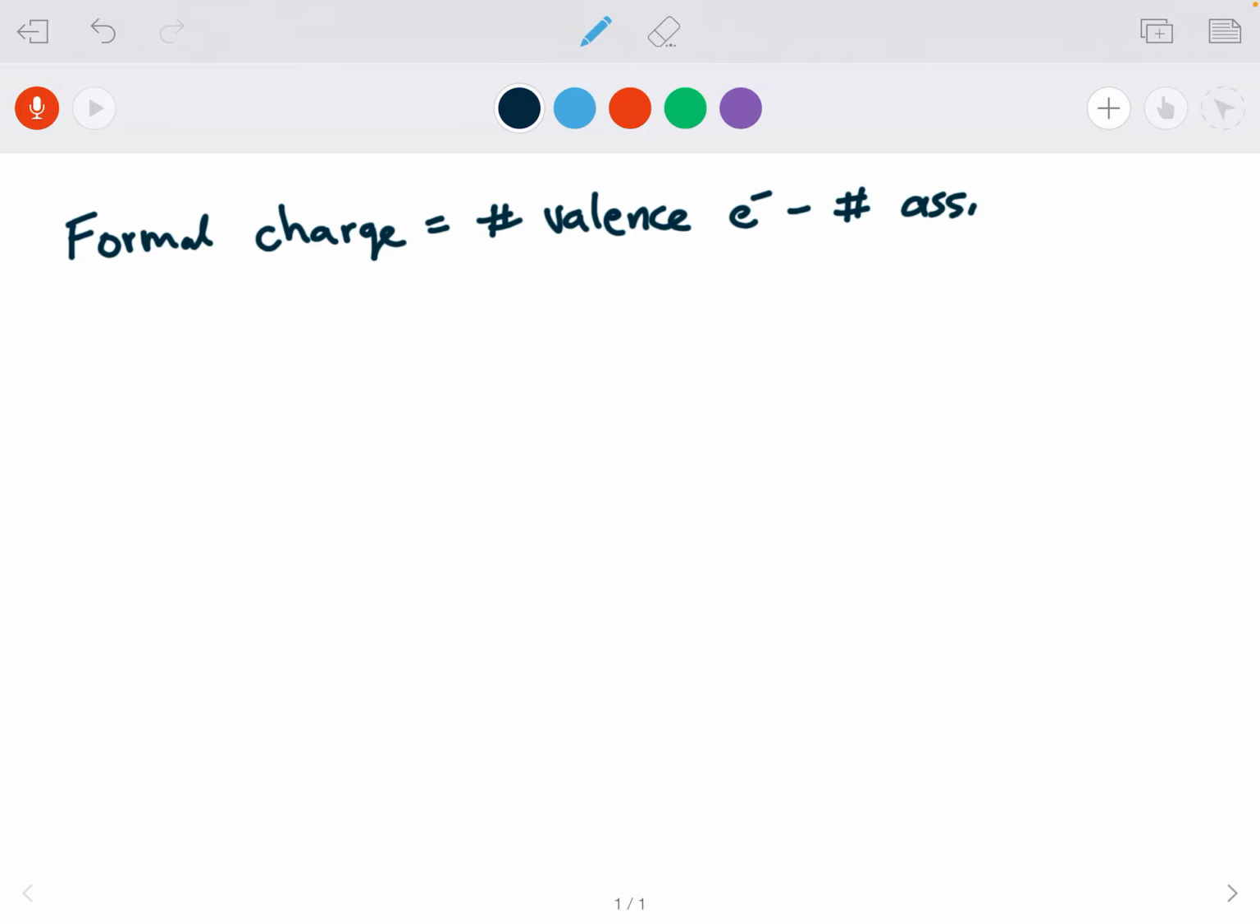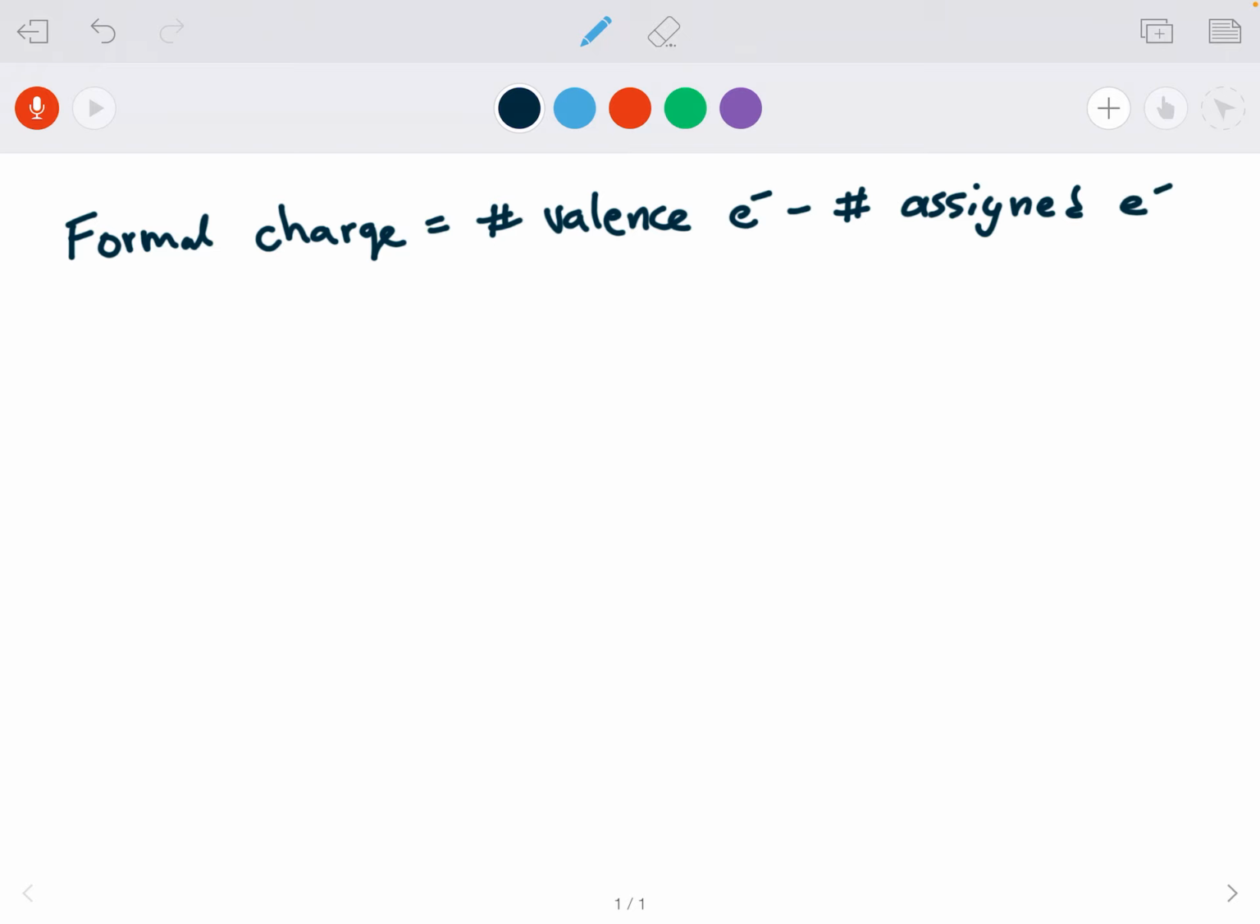In this video, I'm going to show you how to calculate the formal charge of an atom. So the equation for the formal charge is formal charge equals the number of valence electrons minus the number of assigned electrons. Now you can get the valence electrons just from looking at the periodic table. The assigned electrons is more what I'm going to go through today, to figure out how we assign those electrons to an atom.